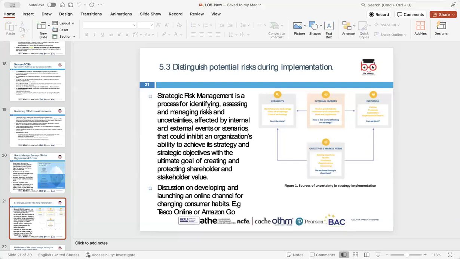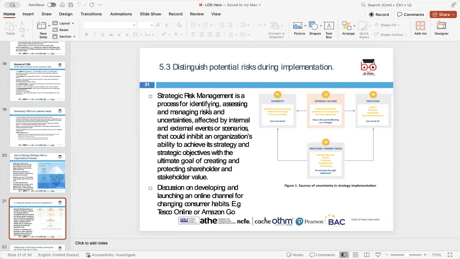For example, when companies develop and launch an online channel to adapt to changing consumer habits, they are engaging in strategic risk management. Companies like Tesco with its online shopping platform and Amazon with innovations like Amazon Go are examples of businesses that identified a shift in consumer behavior and adapted their strategies to meet these new demands. By doing so, they minimize risk associated with falling behind in the market.